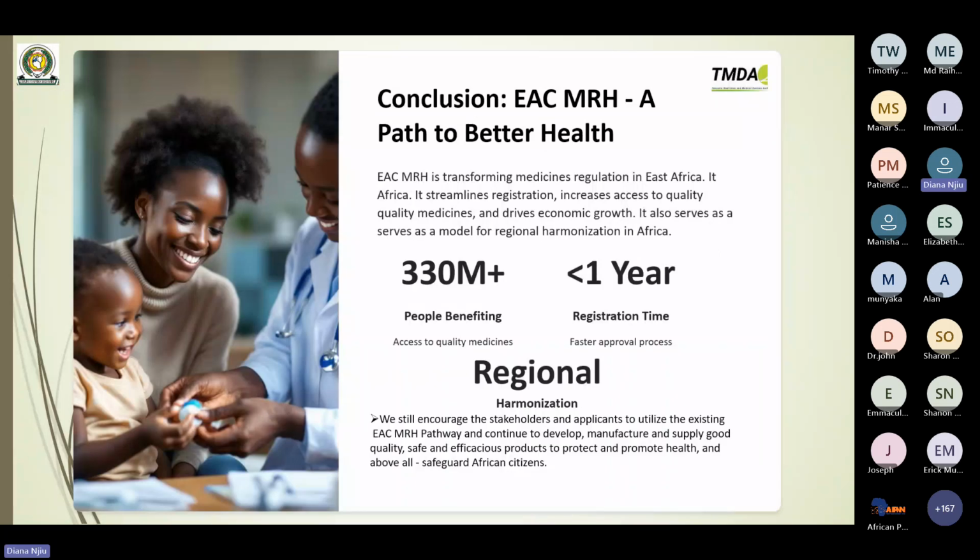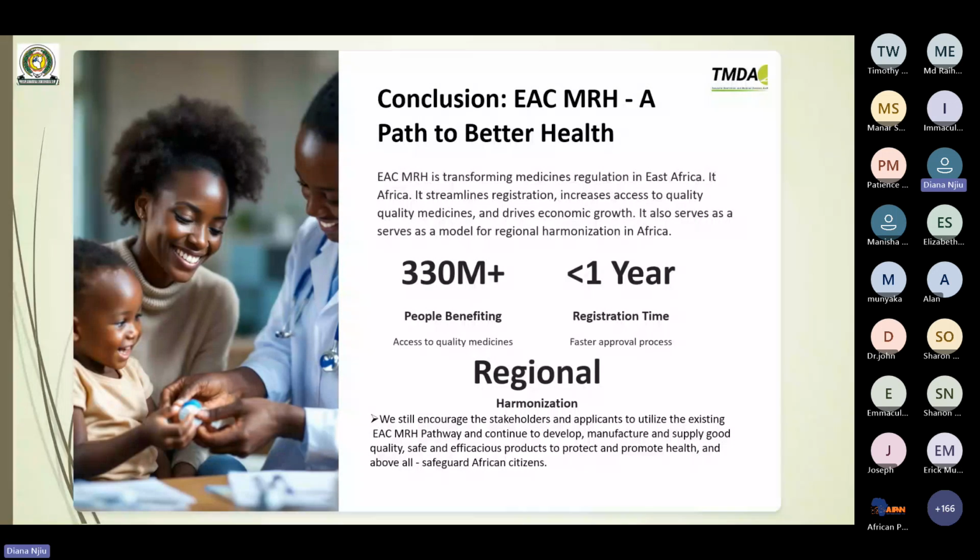I hope I've not taken so much of time, but in conclusion, the EAC MRH is a path to a better health. So the EAC MRH is transforming medicine regulation in East Africa. It streamlines registration and it increases access to quality medicine and drives economic growth. It also serves as a model for regional harmonization in Africa.